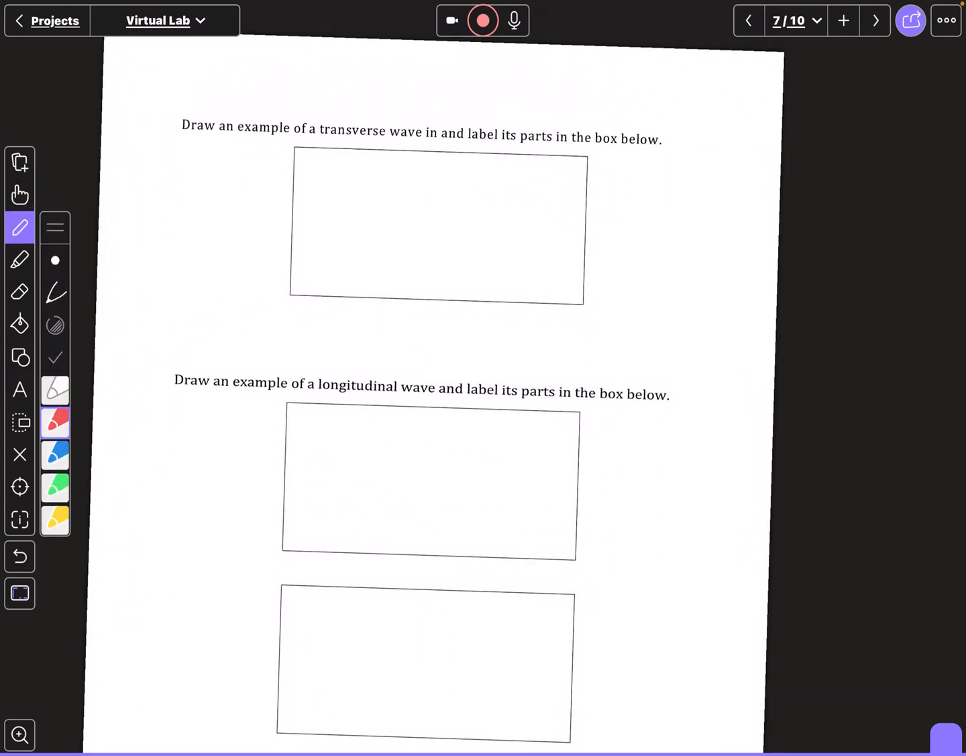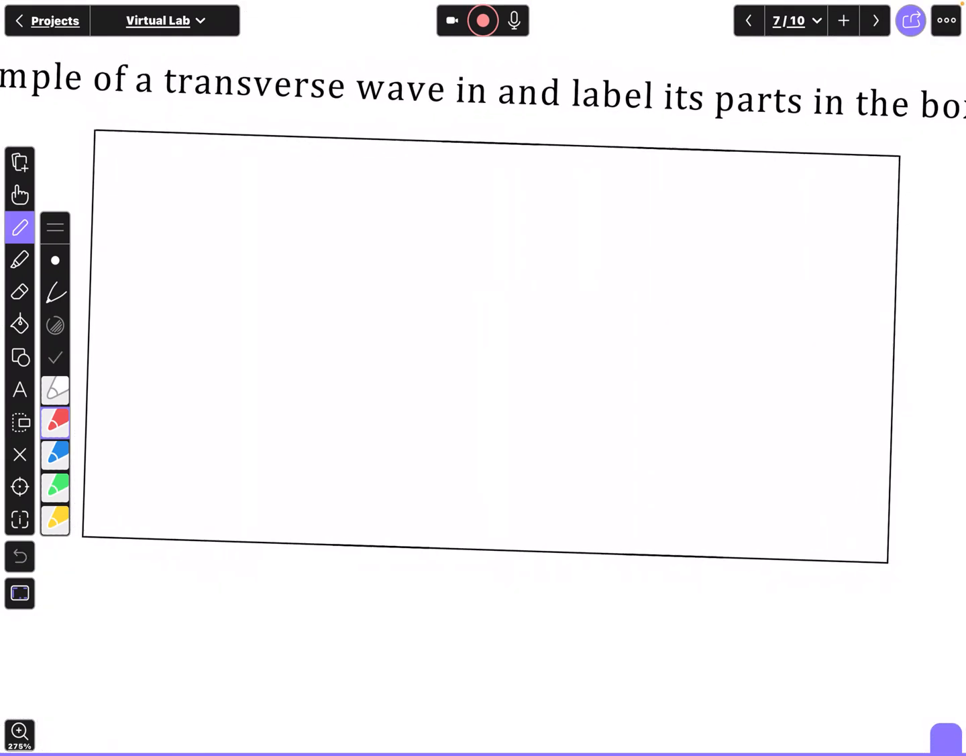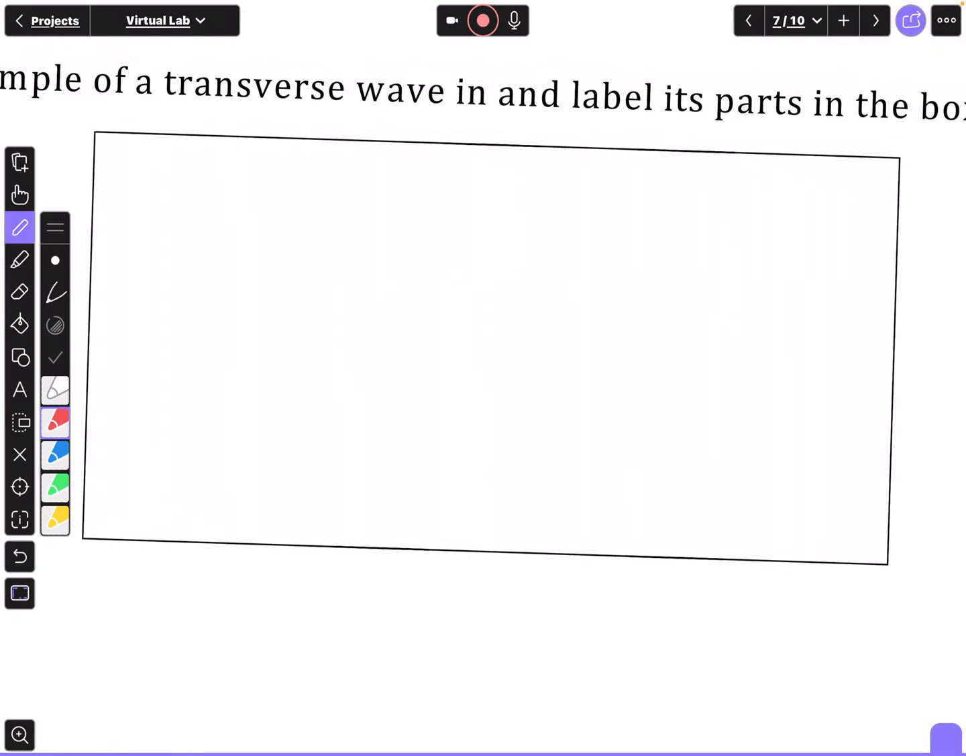You know that a transverse wave is this kind of review. Transverse waves are like that. Those are like ocean waves. It's when the particles move perpendicular to the movement of the wave. The wave's moving this way, but the particles are moving perpendicular to the wave motion.